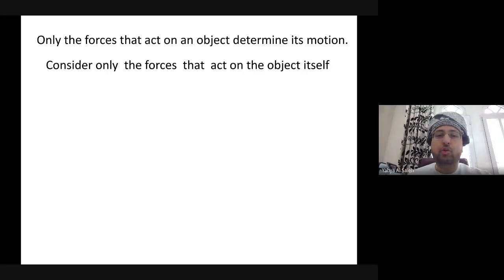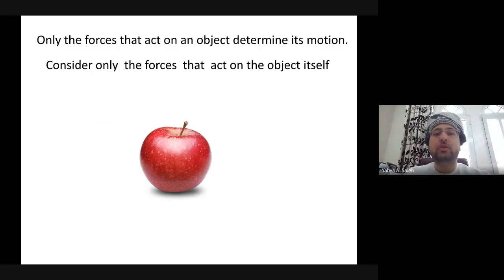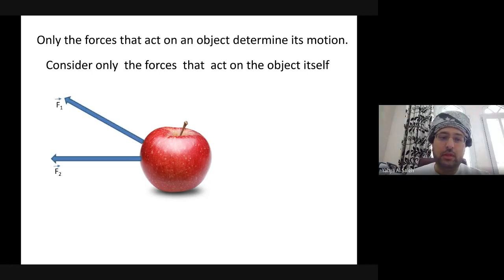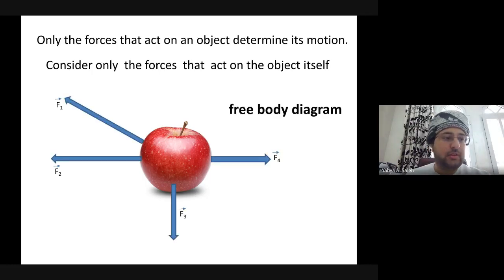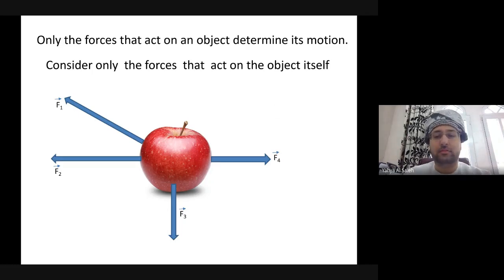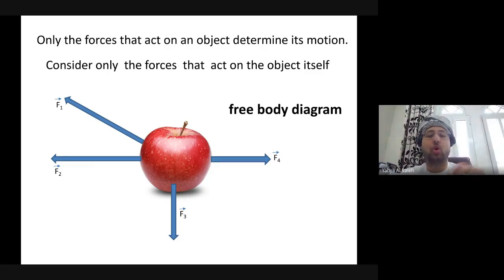Only the forces that act on an object determine its motion. We only consider the forces that act on the object externally. Internal forces are not considered. So let's take an apple, which is being subject to multiple forces. What I did here, I drew the apple and I drew all the forces with their directions, and this is called a free body diagram.